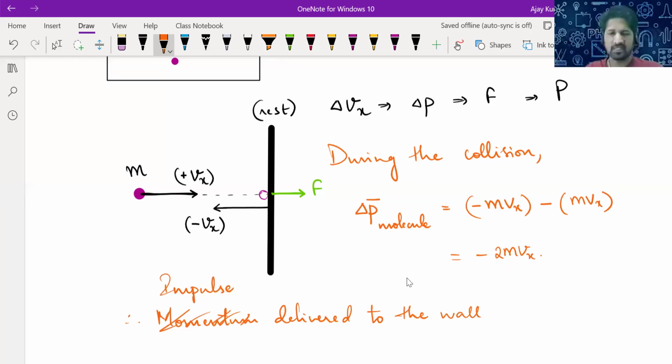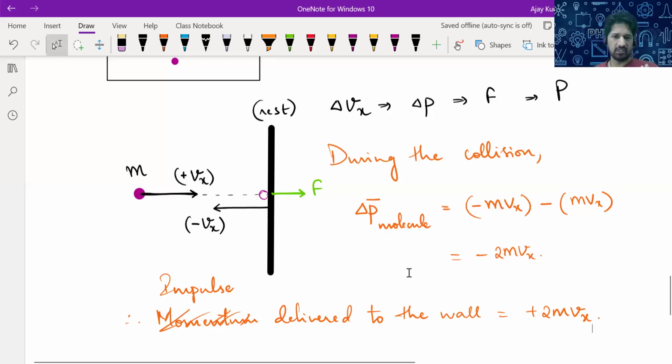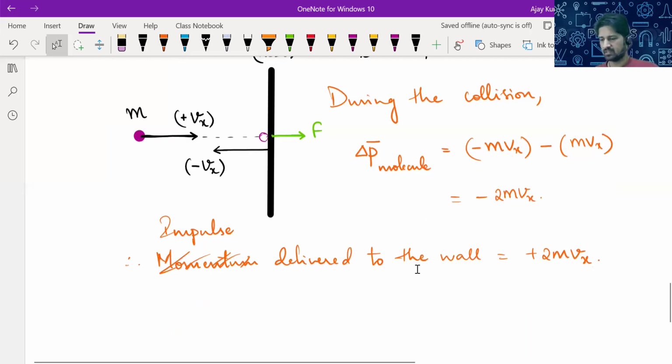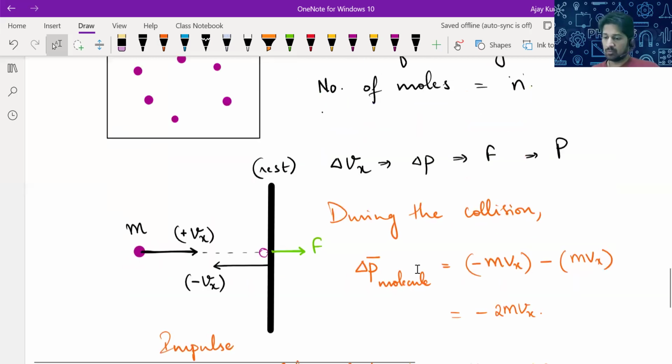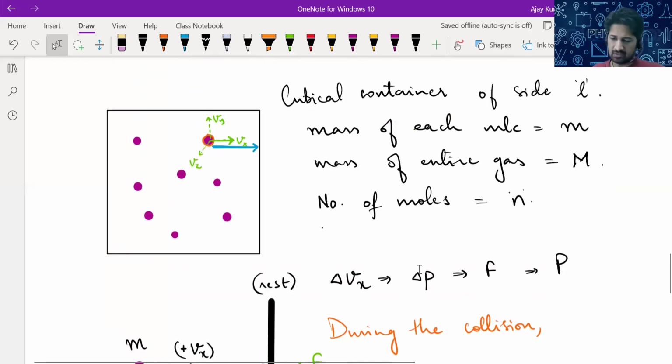Whenever an object collides with another object, impulse will be delivered, right? So impulse delivered to the wall basically will be plus 2mVx. So when a gas molecule collides with this wall with a speed Vx, this is the impulse that the wall experiences. Impulse is nothing but change in momentum. Now change in momentum divided by the time taken gives you force. Now come back to this picture.